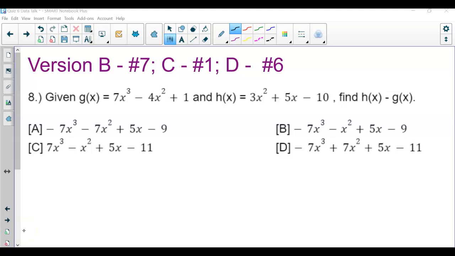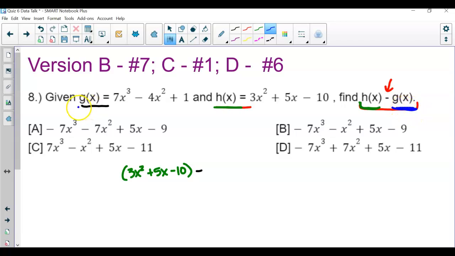Question number 8, I have g of x and h of x. I am looking for h of x minus g of x. So notice how this was a subtraction problem. Watch the order. This is h of x. Well, what's h of x? 3x squared plus 5x minus 10. Then we are subtracting from that g of x.